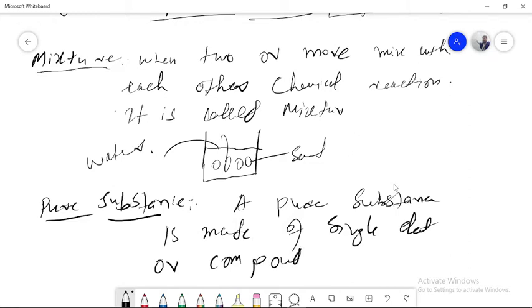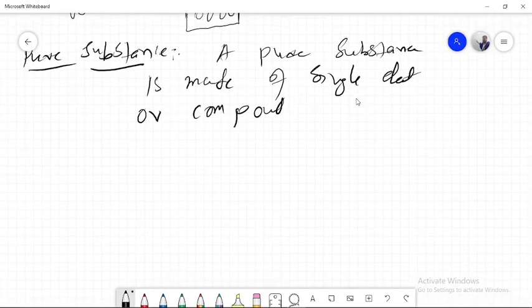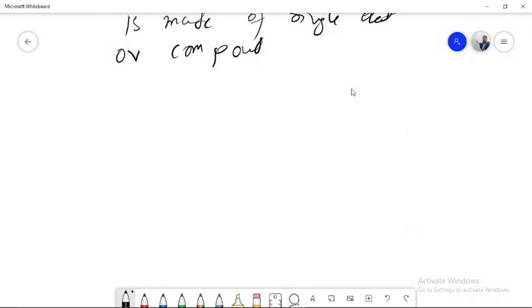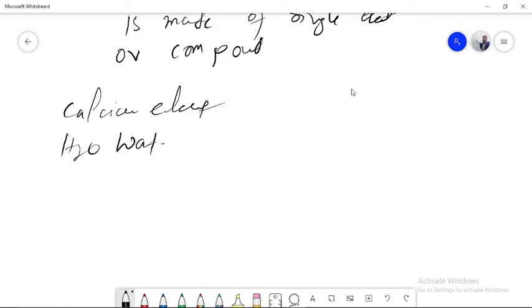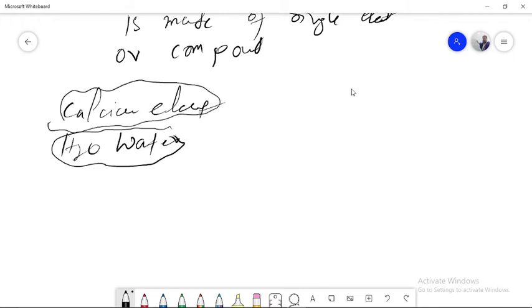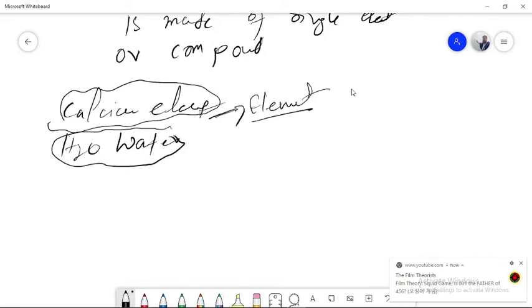For example, when we talk about calcium, it is pure because it is only an element, calcium. When we talk about water, it is pure because it is single. Only water is here. Calcium is only a single element. Calcium is an element because it is an atom. Atom is formed with element.